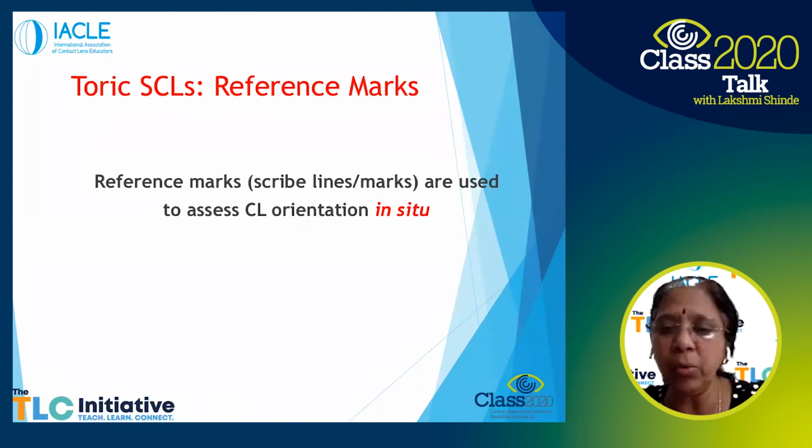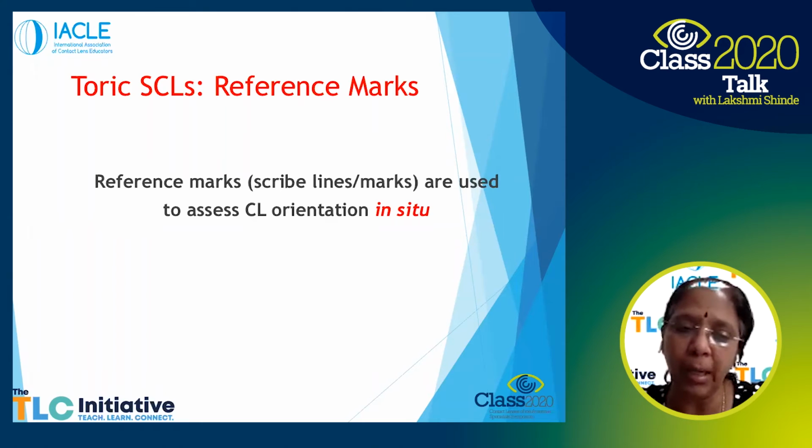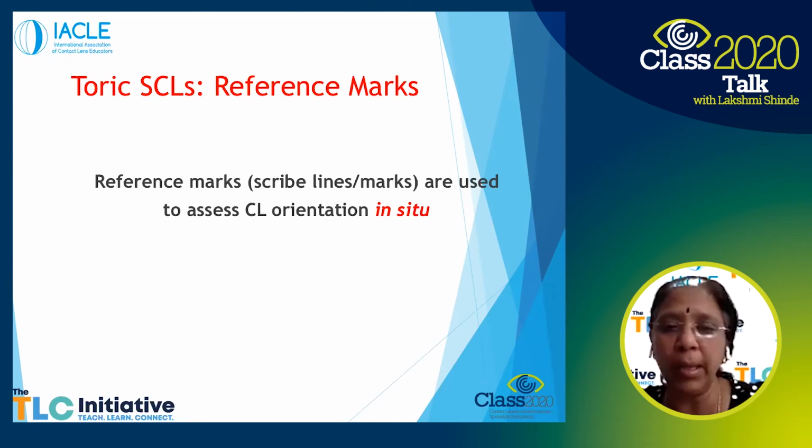These were huge problems initially when toric lenses were introduced. They were late cut lenses. They were not spun cast or cast molded. They were all late cut lenses.